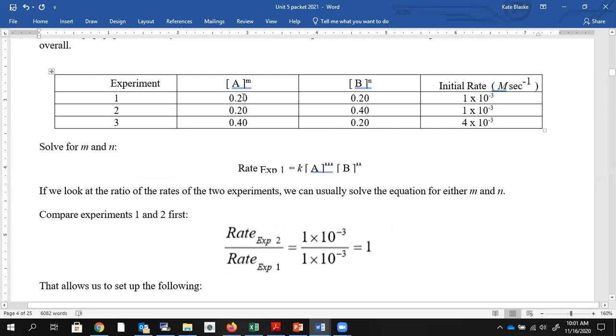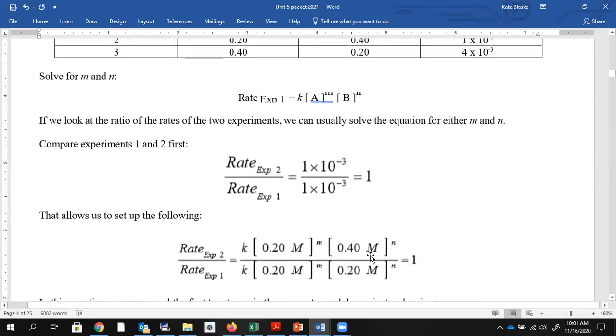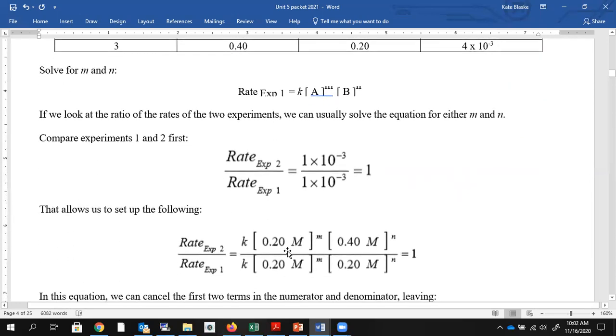One way is mathematically. I pick 2 experiments and I compare how the concentrations changed to how the rate changed to see what happened. So if I look at experiments 1 and 2, if I make a ratio of their rate laws, the rate of experiment 2 over the rate of experiment 1, they're both 1 times 10 to the negative 3 molarity per second. So the ratio of those rates is 1. I can also set up a ratio of their rate laws. So A to the M, B to the N.